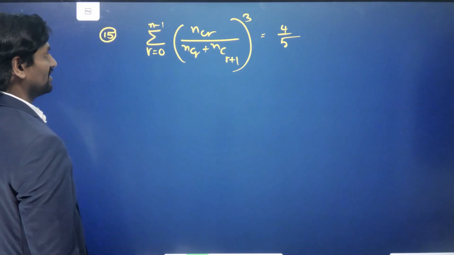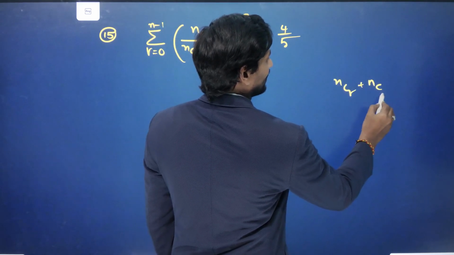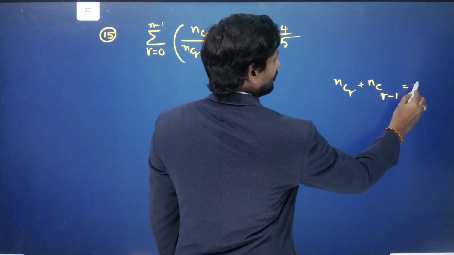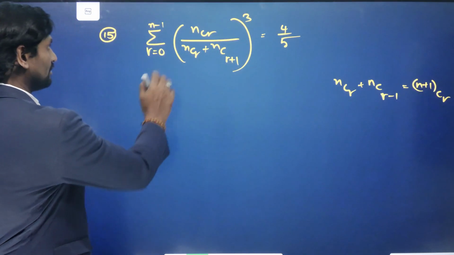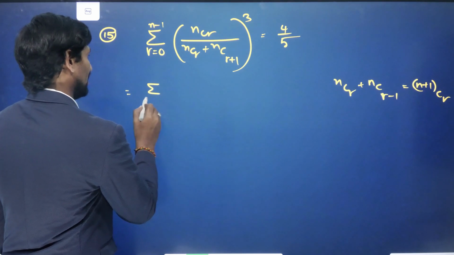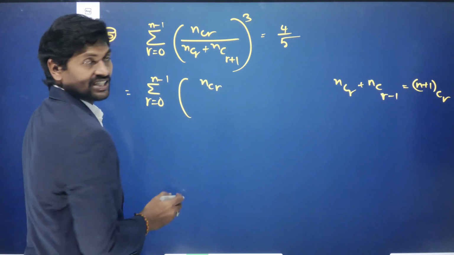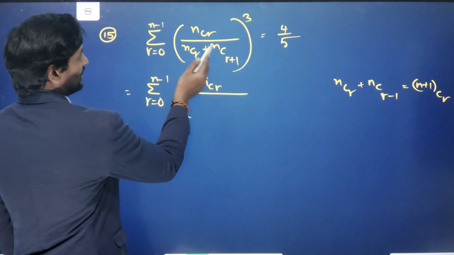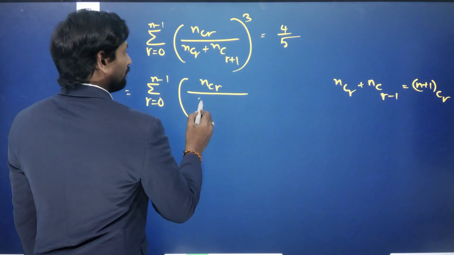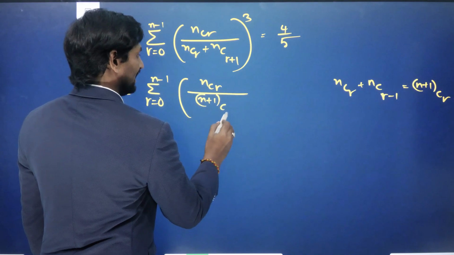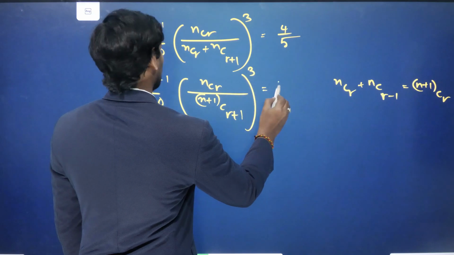Okay? Let us see this. While you are observing the denominator, it is in the form of NCR plus NC r minus 1 is equals to n plus 1 CR. Okay, now same concept we can apply here. Sigma r is equals to 0 to n minus 1. Numerator is NCR by denominator. See, n's are same. Here r plus 1. Next one. That means n plus 1 CR plus 1 will be whole cube, that is equals to 4 by 5.